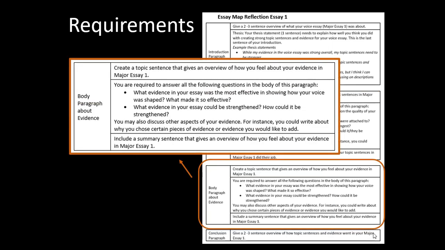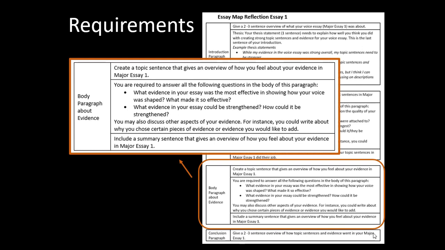So in your next body paragraph, which is about evidence, we're going to start and end with a topic and summary sentence, and those are going to give an overview of how you feel about your evidence in the whole of Major Essay 1. And then you have to answer 2 questions in the middle of this body paragraph. 1, what evidence in your essay was the most effective in showing how your voice was shaped, and what made it so effective? Remember, evidence are things like stories, examples, things that help prove your point.